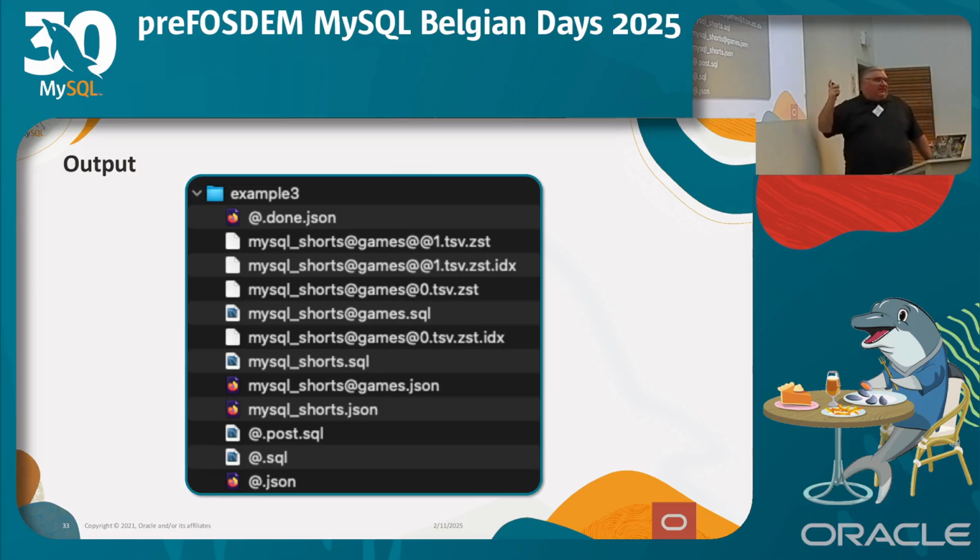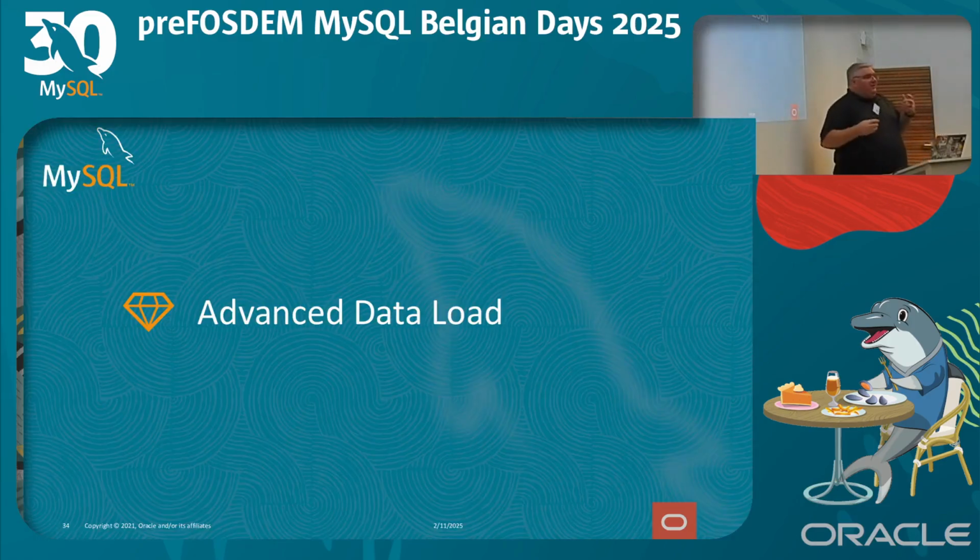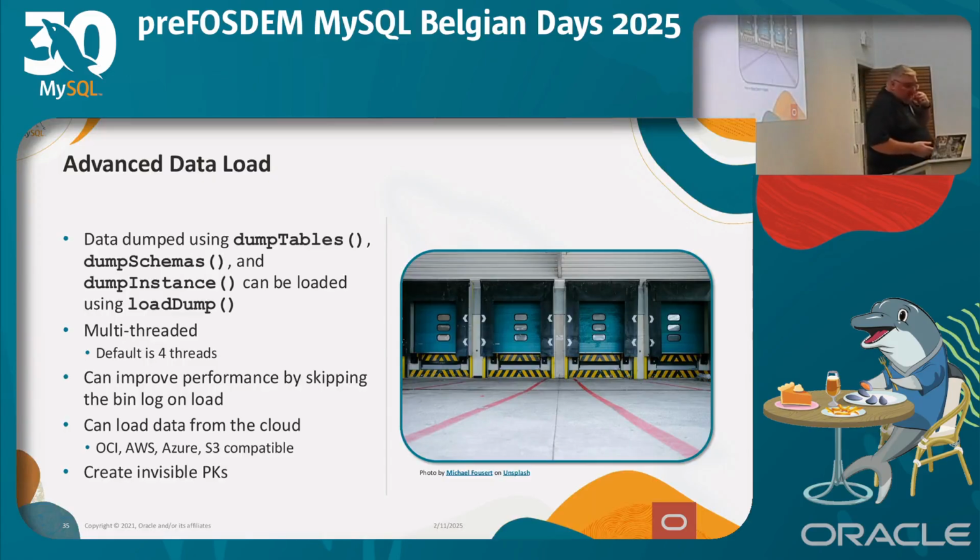When you dump your data, this is what it looks like. It's a combination of binary files, SQL files, and JSON files. And these are actually what will be used in the next hidden gem, which is advanced data load. Here, what we're talking about is any data that we dump using dump tables, dump schema, or dump instance can be loaded into a database by using load dump.